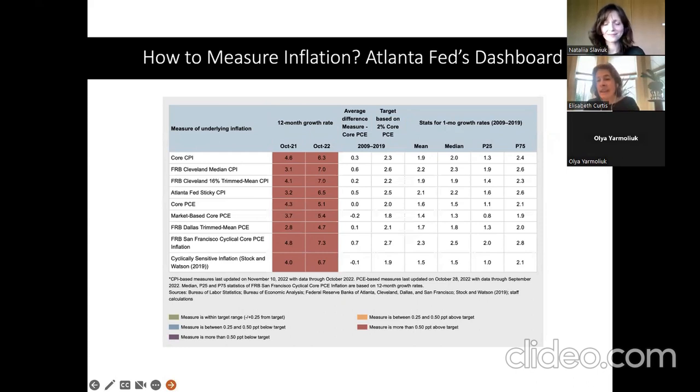This is from the Atlanta Fed. And you can see on this table, this is done monthly in the US, 1, 2, 3, 4, 5, 6, 9 possible ways to measure inflation. 9. We can't tell the average person that this is really how to measure inflation.